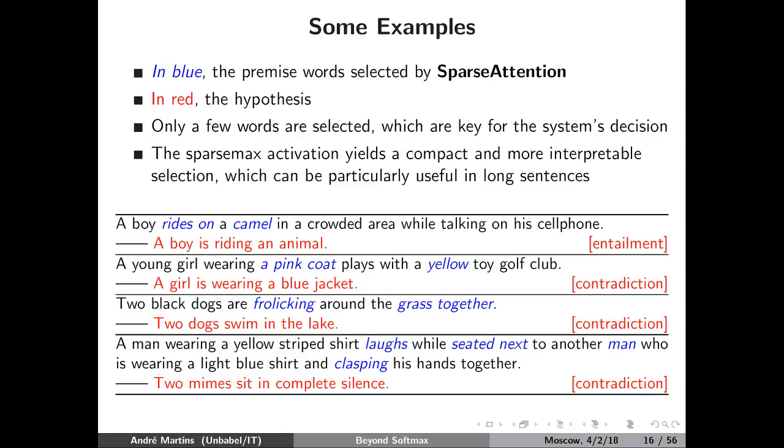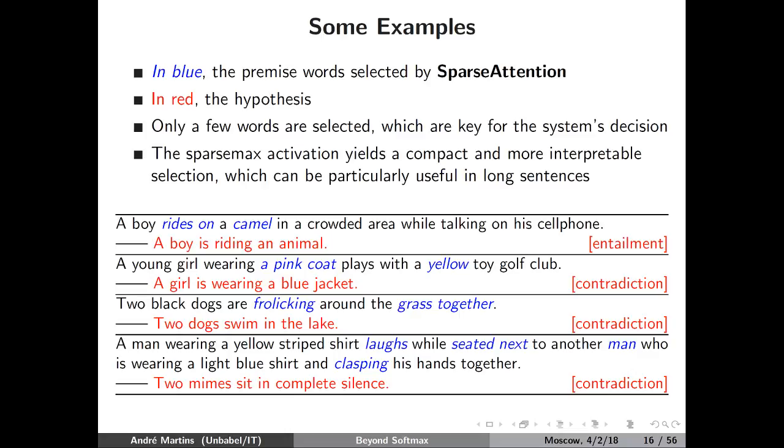So for example, if you take this sentence, here the premise is a boy rides on a camel in a crowded area while talking on his cell phone. And if the hypothesis is a boy is riding an animal, then the attention is only placed on the words rides, on, and camel. So all the others get zero attention. And this makes sense because, to decide that this is an entailment relation, camel is very crucial because the camel is an animal. So we need to pick up this relation.